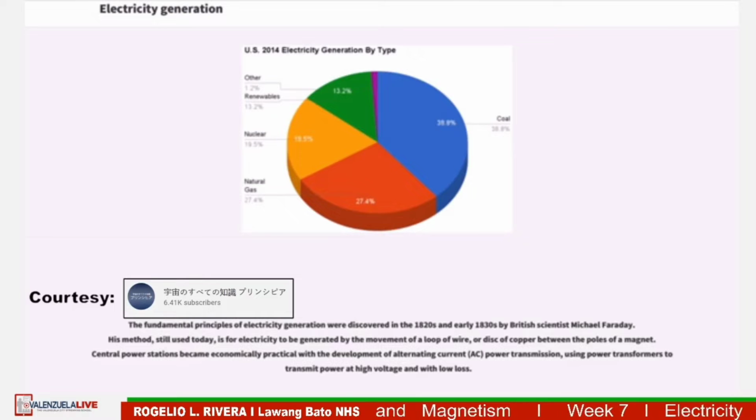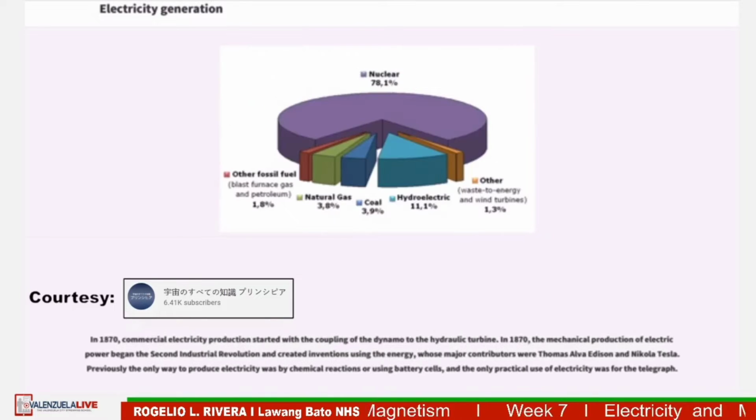Central power stations became economically practical with the development of alternating current, AC, power transmission, using power transformers to transmit power at high voltage and with low loss. In 1870, commercial electricity production started with the coupling of the dynamo to the hydraulic turbine. In 1870, the mechanical production of electric power began. The second industrial revolution created inventions using the energy, whose major contributors were Thomas Alva Edison and Nikola Tesla. Previously, the only way to produce electricity was by chemical reactions or using battery cells, and the only practical use of electricity was for the telegraph.